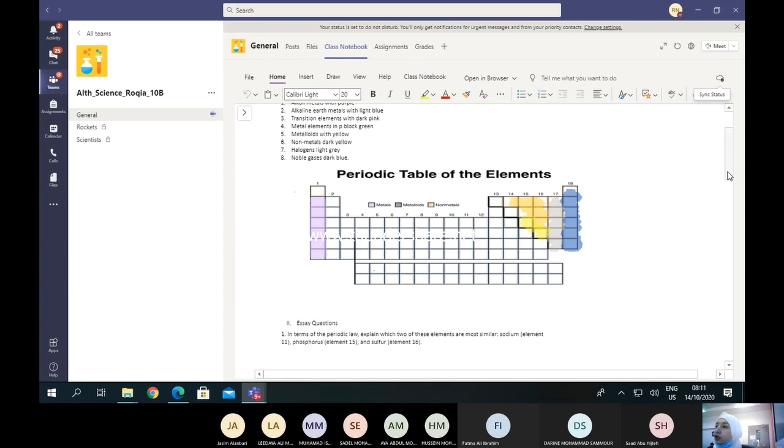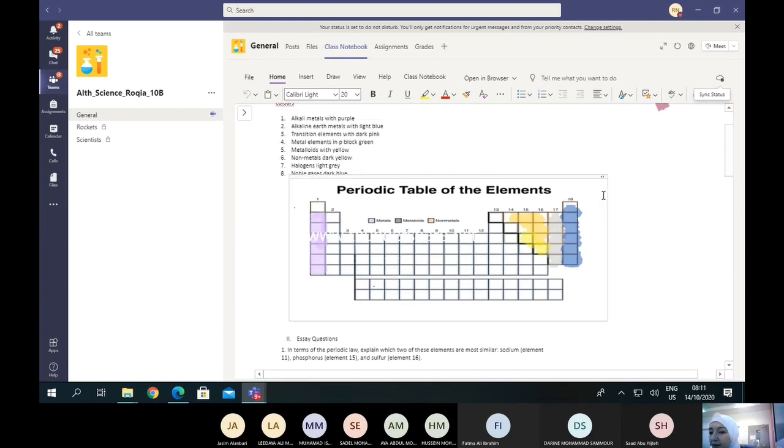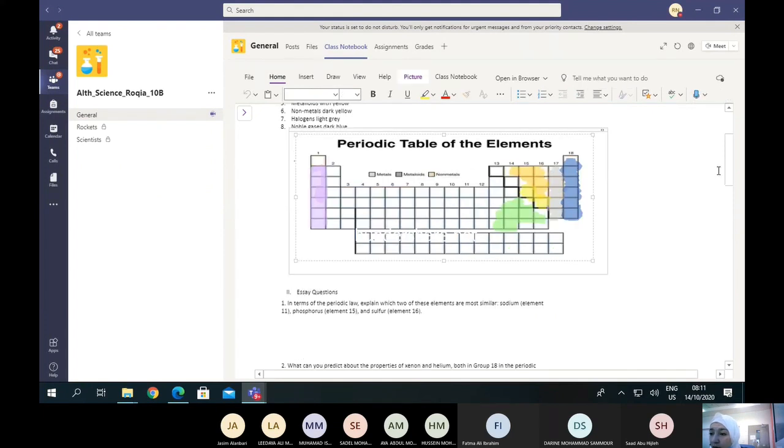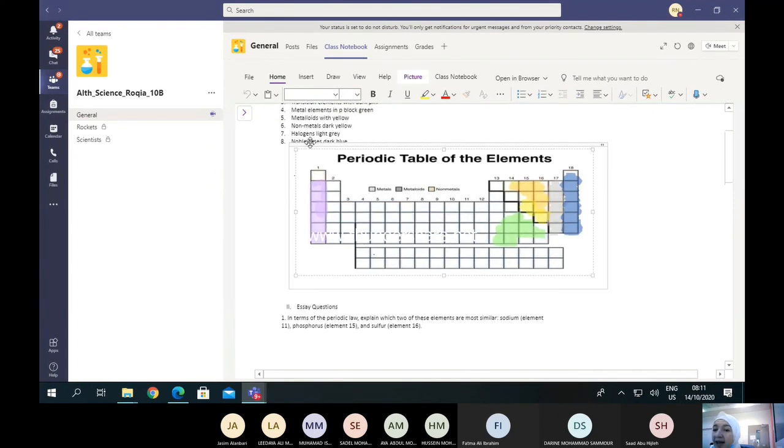Okay, all of you check your answers here. Let's see if they are doing it right or wrong. They did group 18 blue, dark blue. Noble gas, dark blue. So is it right or wrong? If this is the location of the noble gases, yes. Dark blue here, right. Halogens.